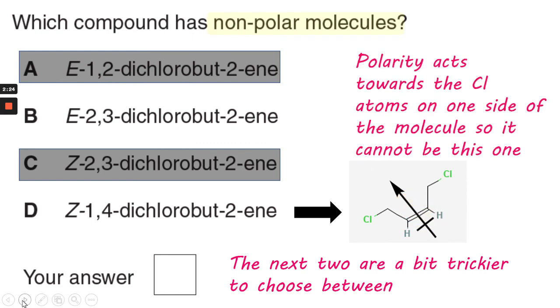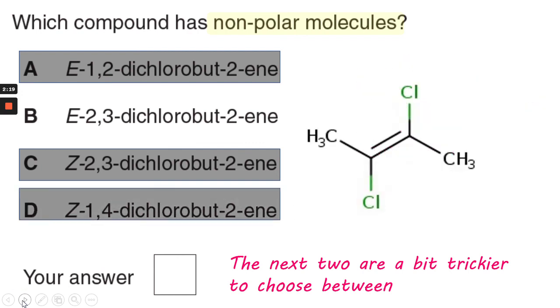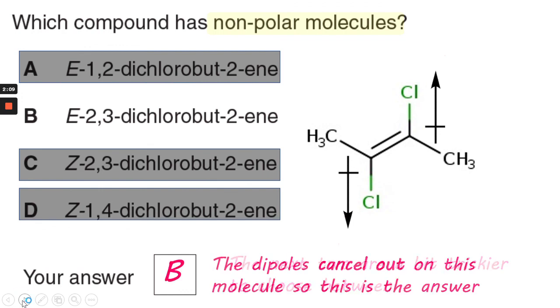So let's just check why it's B, not just by a process of elimination. E-2,3-dichlorobutene is like this, and if we put in the dipoles individually, you can see that they point in opposite directions. So therefore, the dipoles cancel out. So this is the answer.